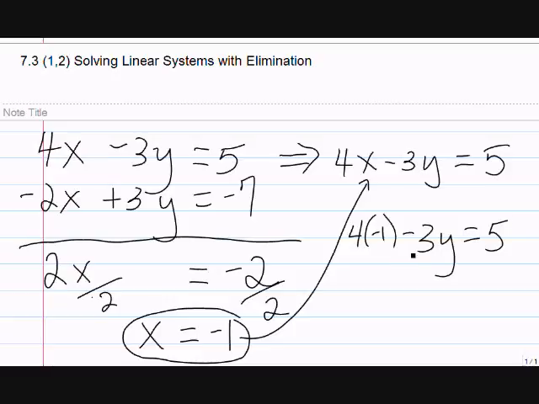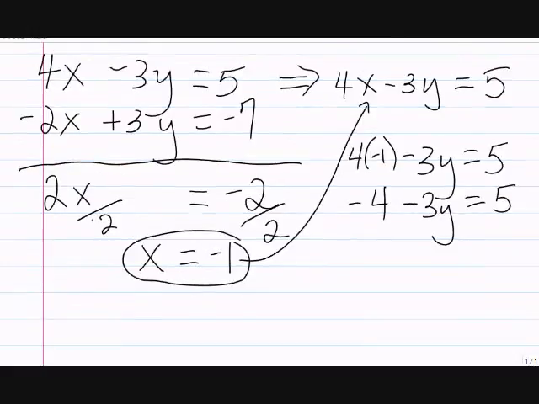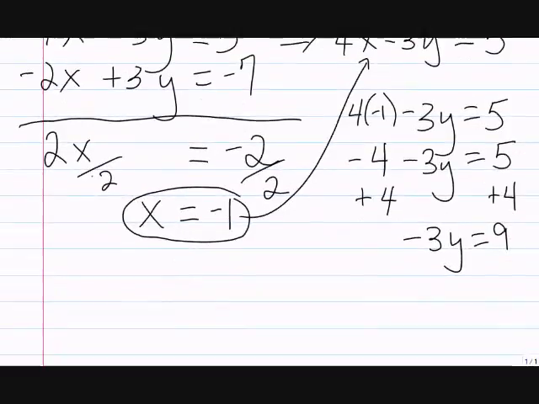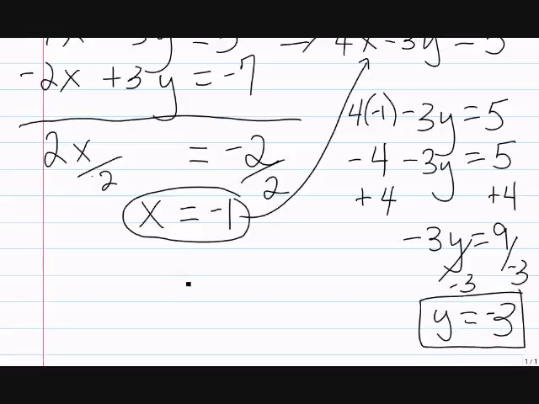And now I can solve for y. Multiply the 4 times the negative 1 and get negative 4 minus 3y equals 5. Add 4 to both sides of this equation to start isolating the y. Negative 4 plus 4 is 0, so now I just bring down my negative 3y equals 9. Divide both sides of this equation by negative 3 and get y is negative 3. And so my answer is x is negative 1 and y is negative 3.